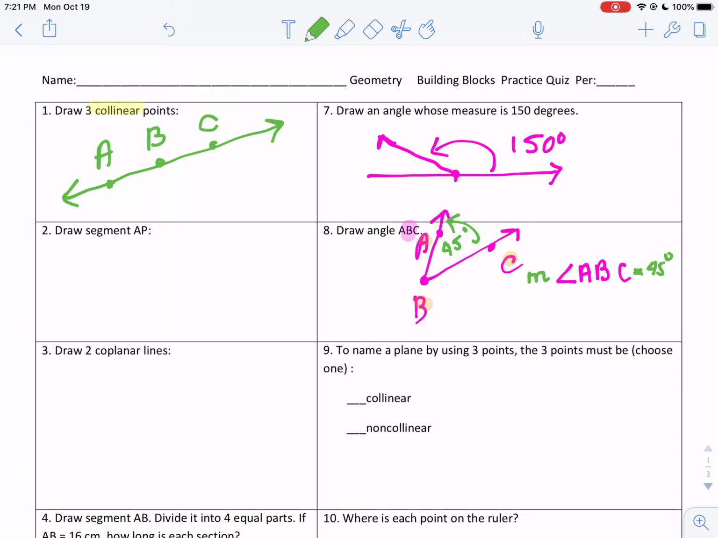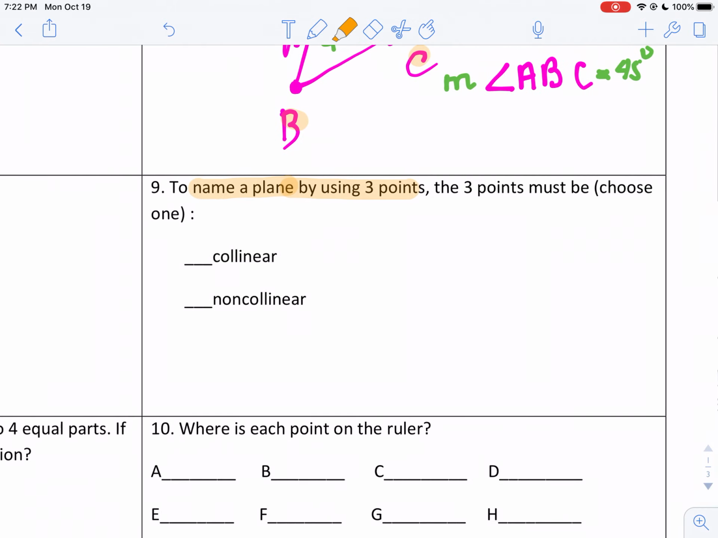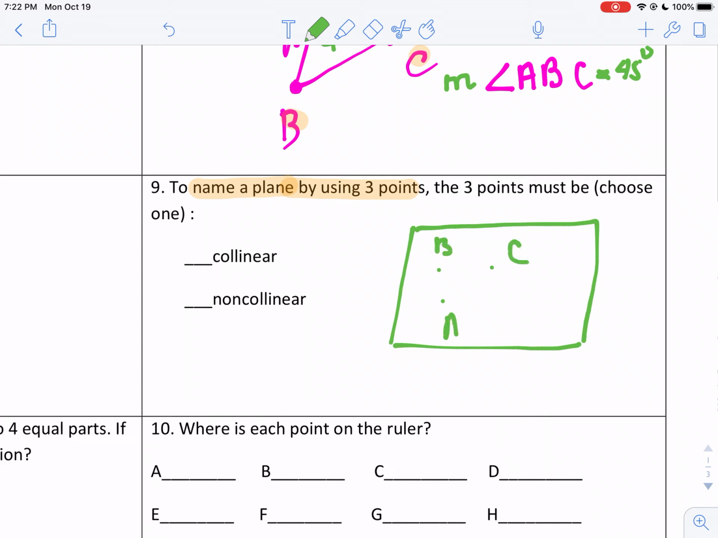Okay, let's go to number 9. To name a plane by using 3 points, what must be true? Must the 3 points be collinear, meaning they are on the same line, or non-collinear, on 2 different lines, or 3 different lines? All right, so if you recall, this is how we draw a plane. And I said I'm going to name this plane, say, ABC. And so you can clearly see that these 3 points, A, B, C, on this plane are not collinear.